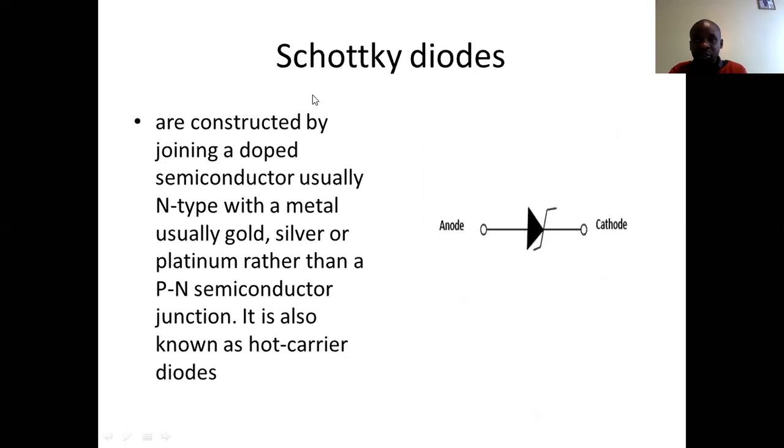The other type of diodes which we want to look at, they call them the Schottky diodes. The Schottky diodes are constructed by joining a doped semiconductor, usually the N-type, with a metal, usually gold, silver, or platinum, rather than the usual PN junction. It is also referred to as a hot carrier diode. So this is the circuit symbol of the Schottky diode. You can see it over here. The anode is on this side and the cathode is on this side.